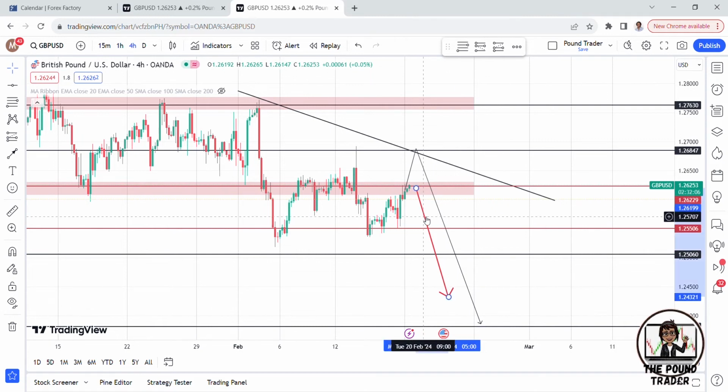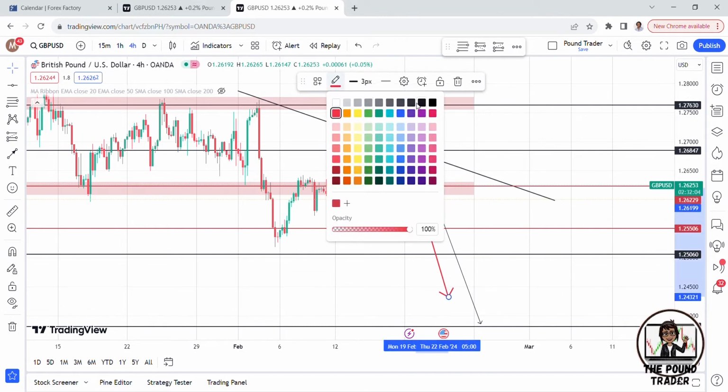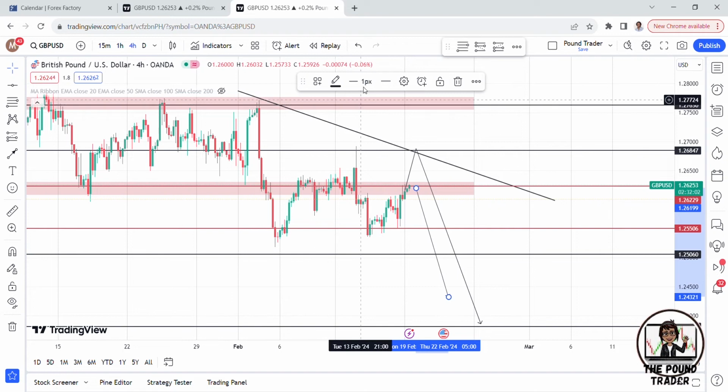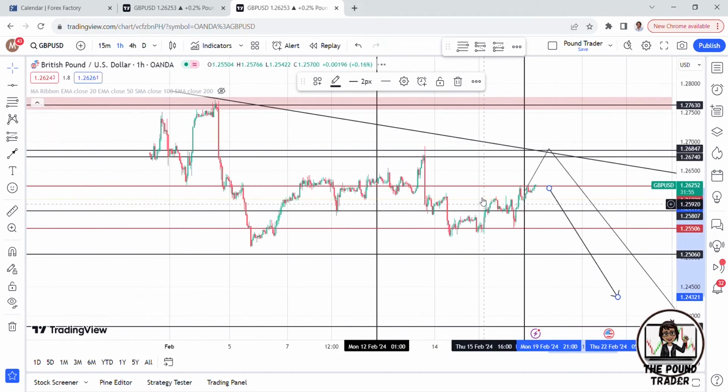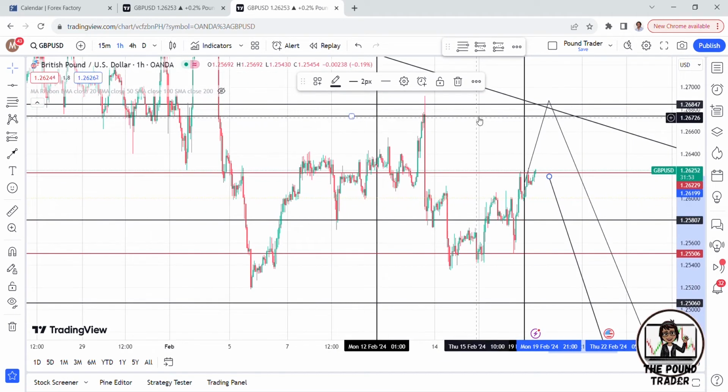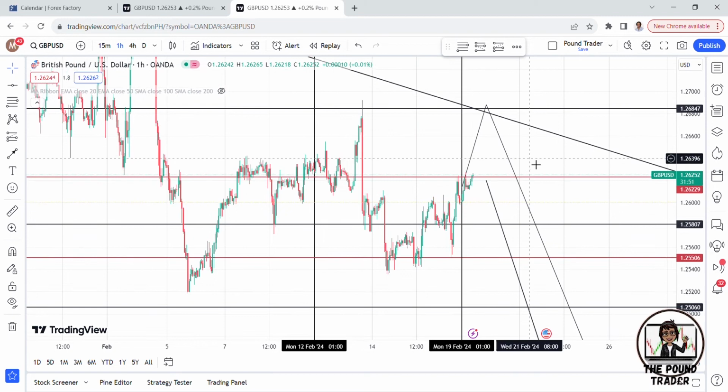Okay, so this is a bit messy. Sorry. I'm just going over to the 1-hour time frame so that we can see it a bit clearer. Oh, too many lines. Let me just clear this.